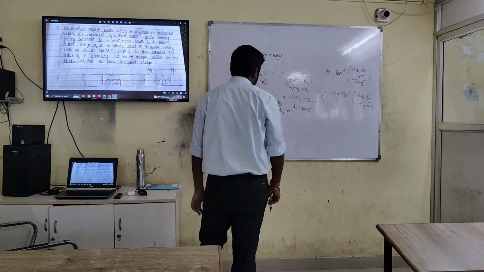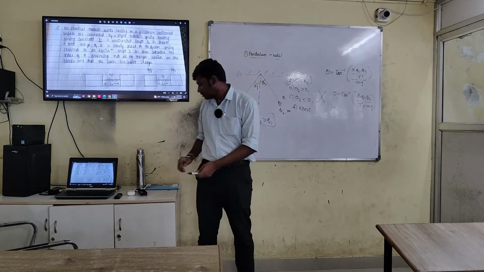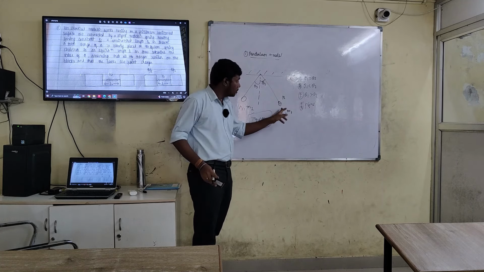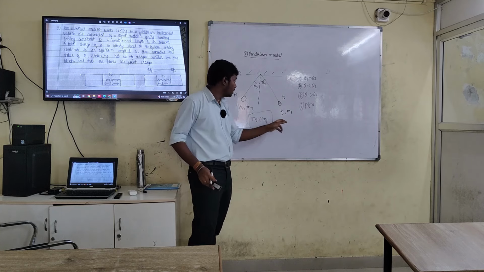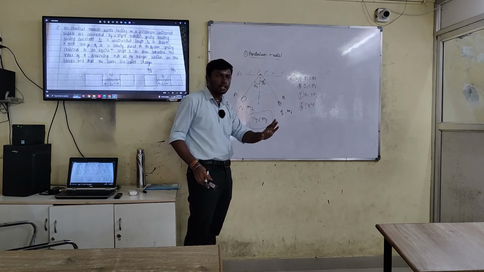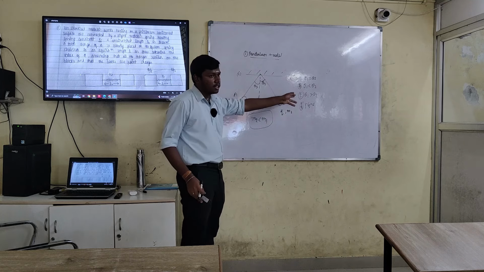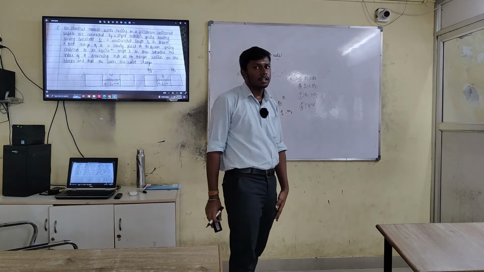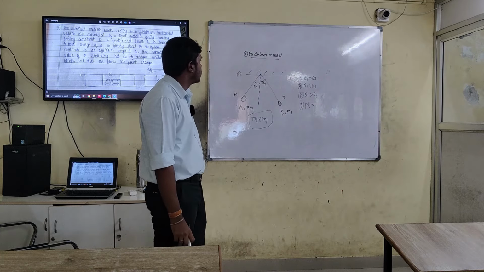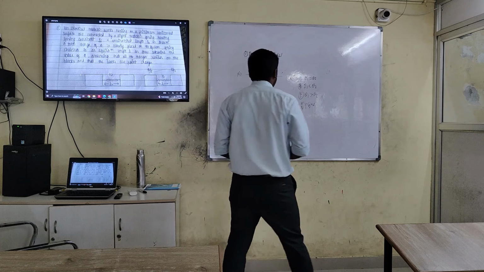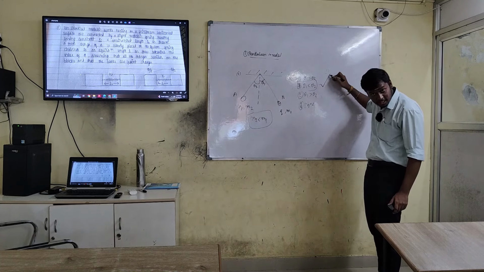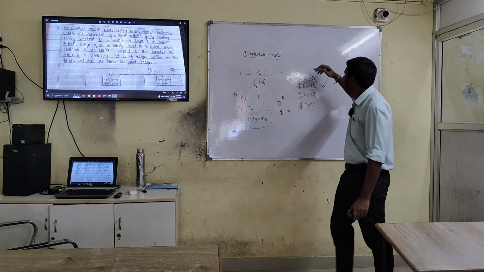Second question. The charges are equal, but the masses are different. The mass of B is m1, the mass of A is m2. Given that m2 is lesser than m1, what will be the relation between the angles? Theta 1 is less than theta 2. Correct.